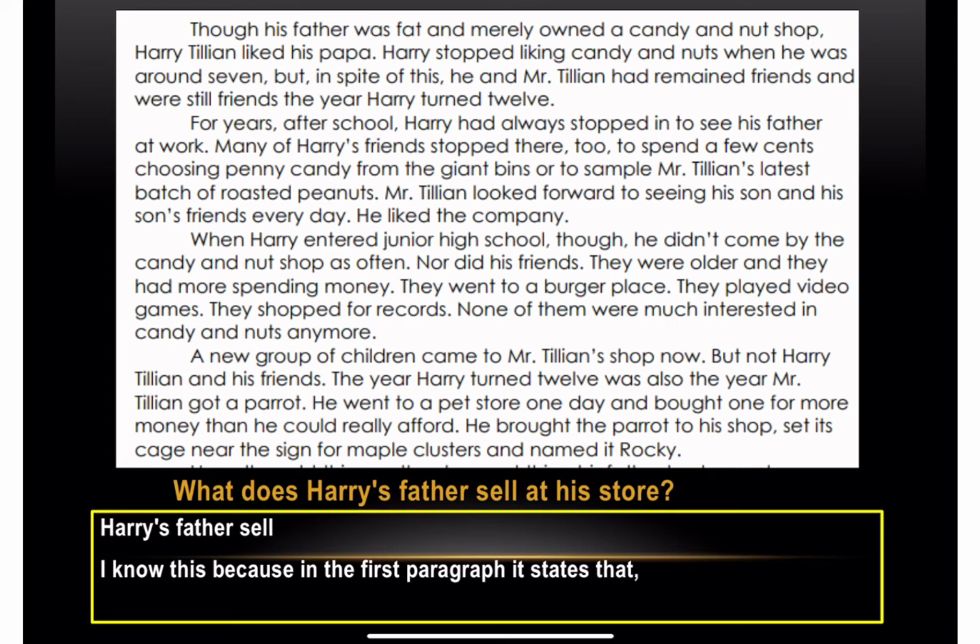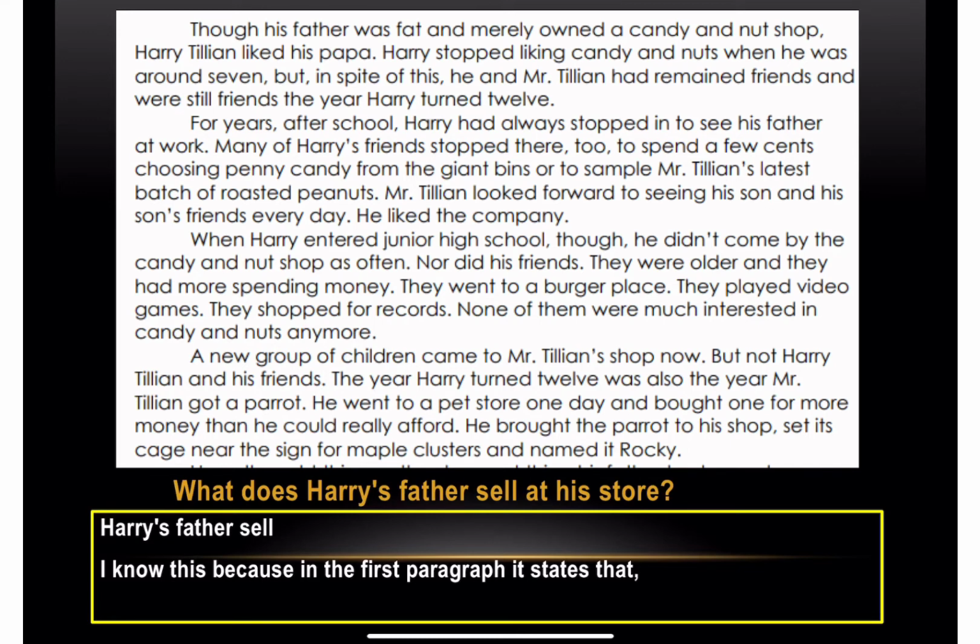He liked the company. When Harry entered junior high school, though he didn't come by the candy and nut shop as often, nor did his friends, they were older and they had more spending money. They went to a burger place, they played video games, they stopped for records. None of them were much interested in the candy and nuts anymore. A new group of children came to Mr. Tillian's shop now, but not Harry Tillian and his friends.